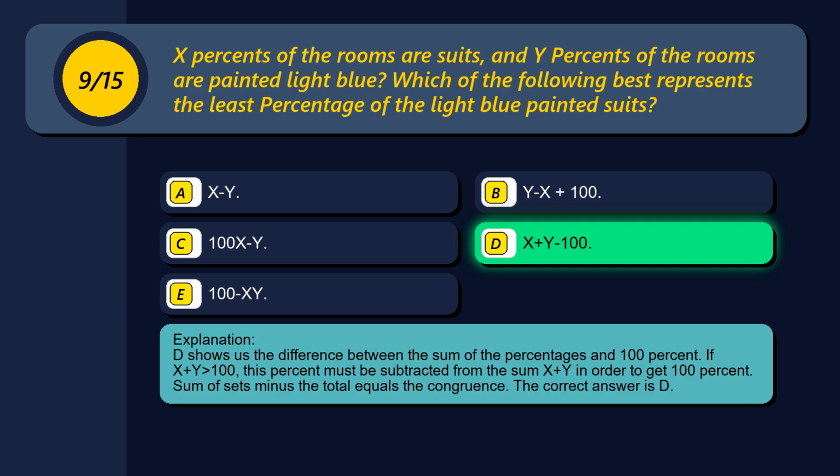D shows us the difference between the sum of the percentages and 100%. If x plus y is greater than 100, this percent must be subtracted from the sum x plus y in order to get 100%. Sum of sets minus the total equals the intersection. The correct answer is D.